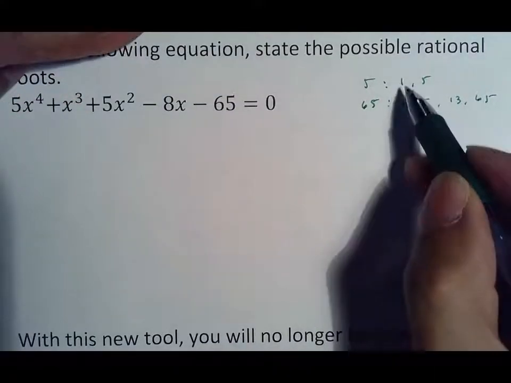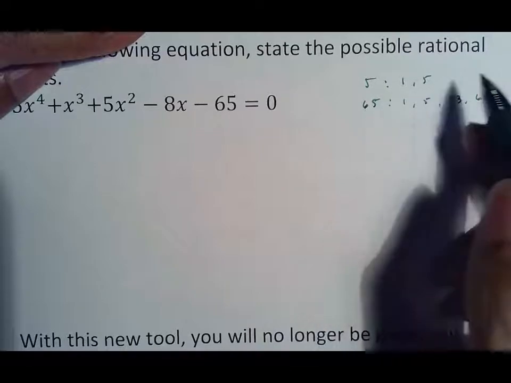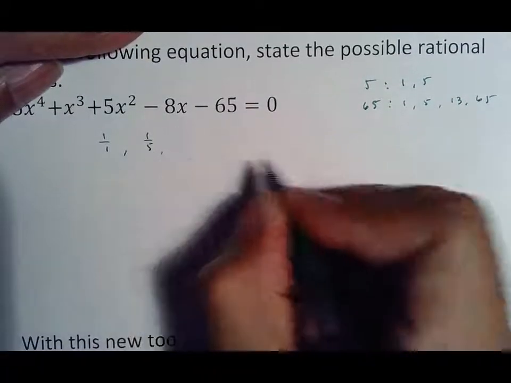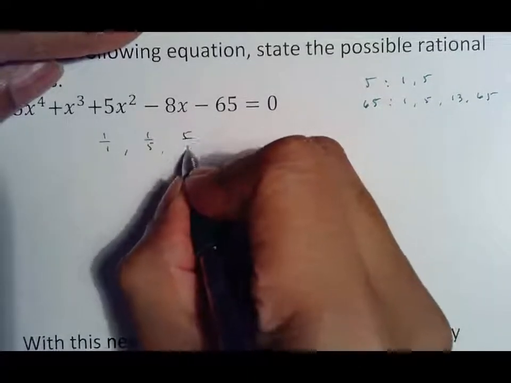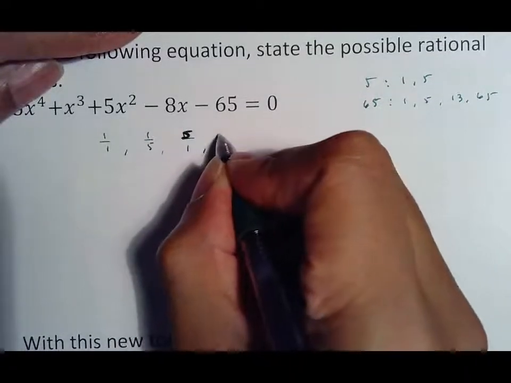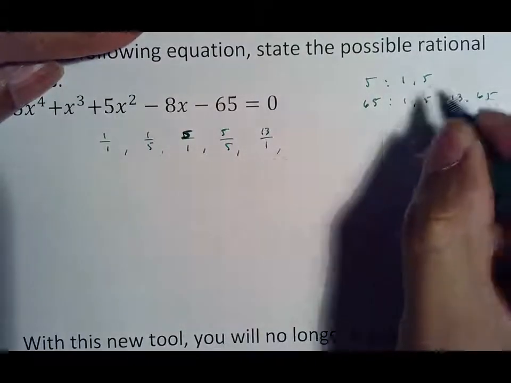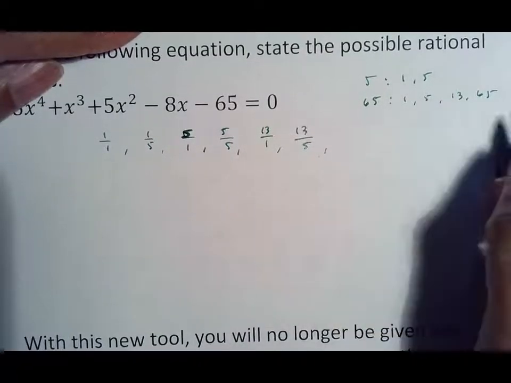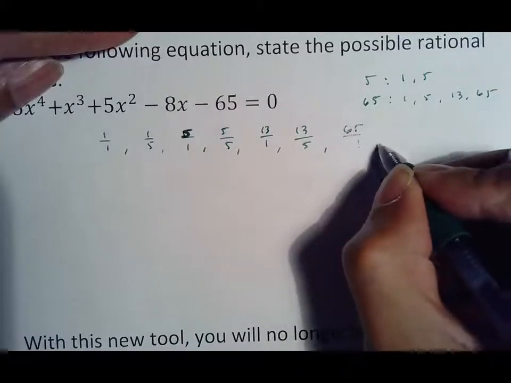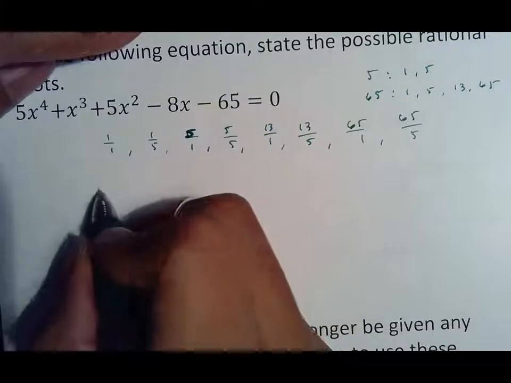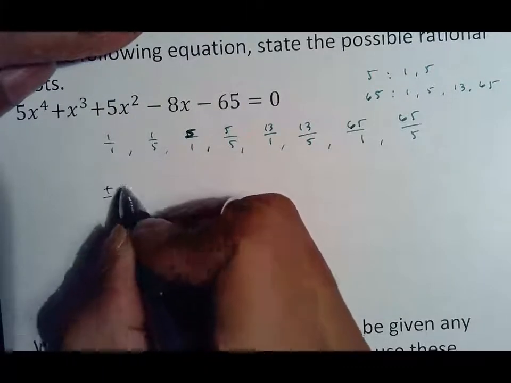But again, what we're going to do is take these numbers and put them over those numbers. So 1 over 1, 1 over 5, 5 over 1, 5 over 5, 13 over 1, 13 over 5, 65 over 1, and 65 over 5. And again, the actual list that you have would be the simplified version, which that's 1.